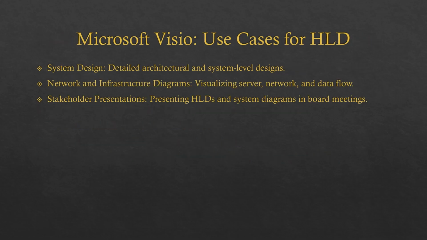Visio is especially useful for detailed architectural and system level designs. It's also used for creating network and infrastructure diagrams, visualizing servers, networks, and data flow. Visio is commonly used to represent HLDs to stakeholders, such as during board meetings or client presentations.